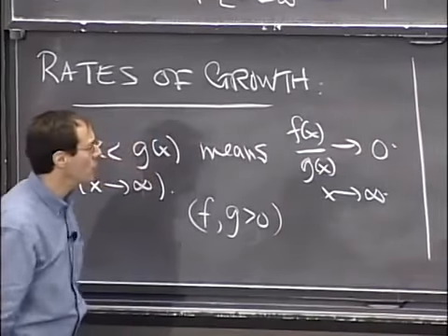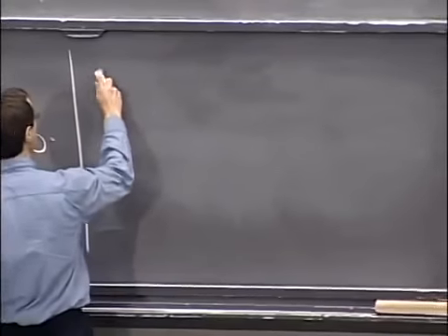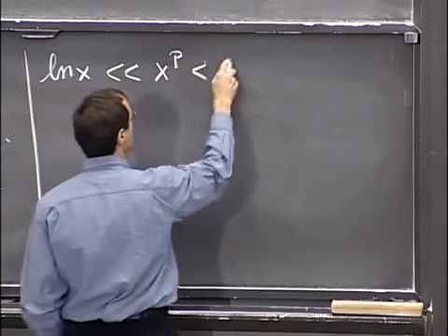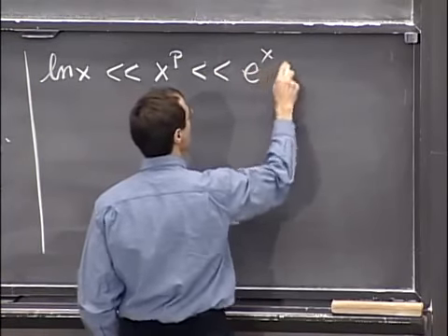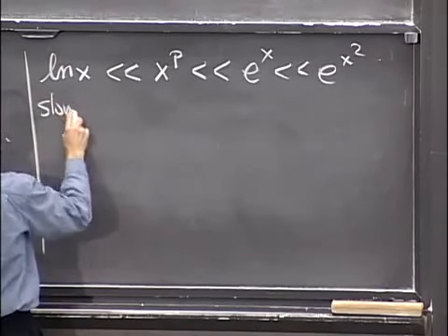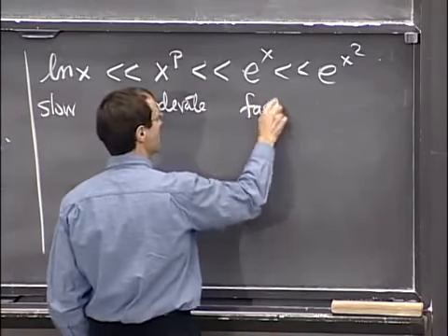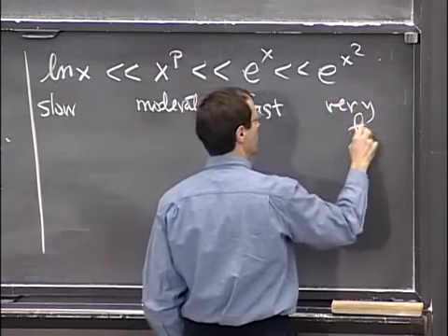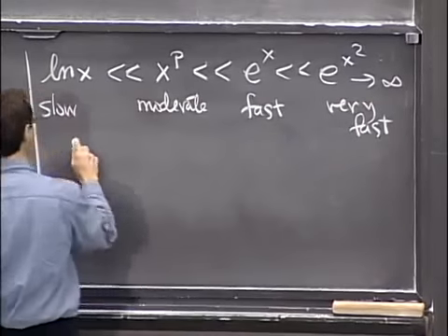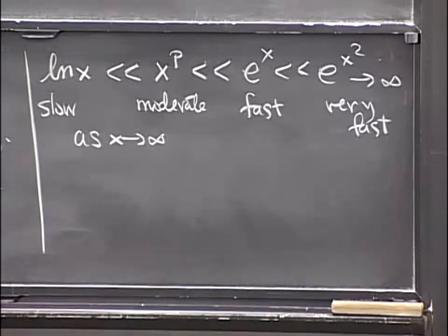What you saw in recitation was that you can make a systematic comparison of all the standard functions that we know about. For example, the log function goes to infinity, but a lot more slowly than x to a power, a lot more slowly than e to the x, a lot more slowly than, say, e to the x squared. All right, so this one is slow. This one is moderate. And this one is fast. And this one is very fast. All of them go to infinity as x goes to infinity, but at quite different rates.